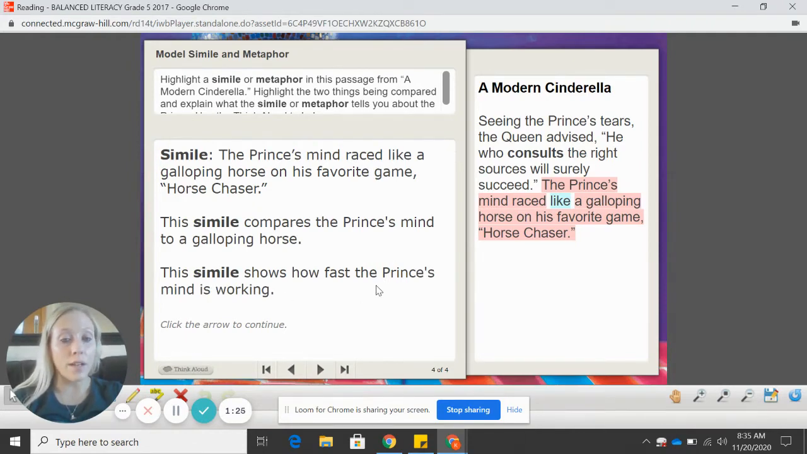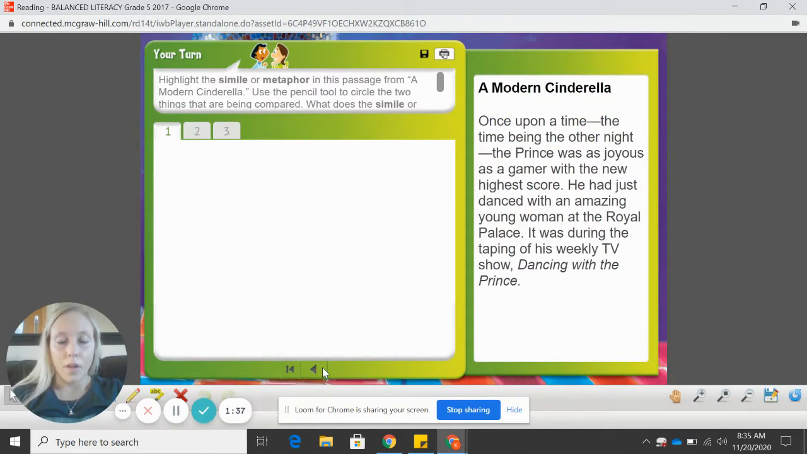Okay, so when we do our next couple, you're going to identify the simile or metaphor, and then you're going to identify what that simile or metaphor means. Okay, I will read this to you, and then you can pause and read it to yourself. A modern Cinderella.